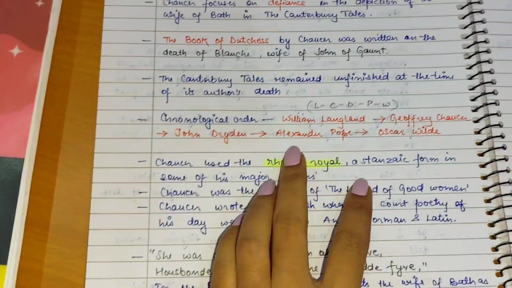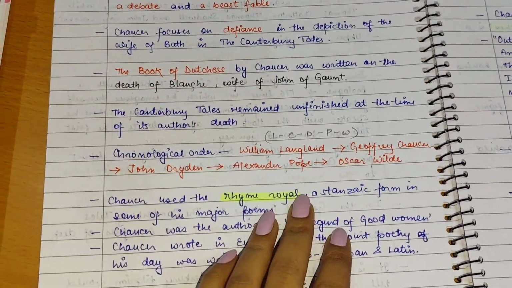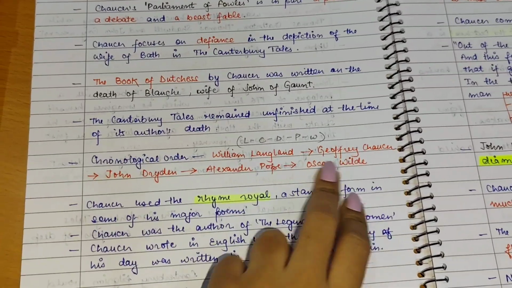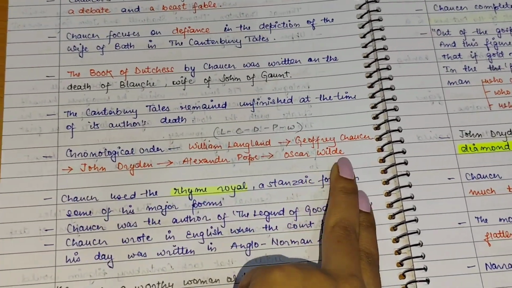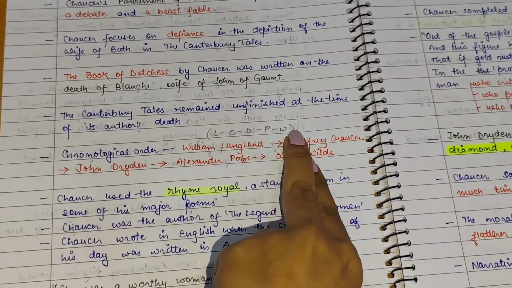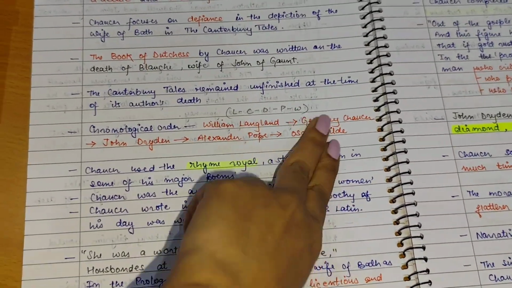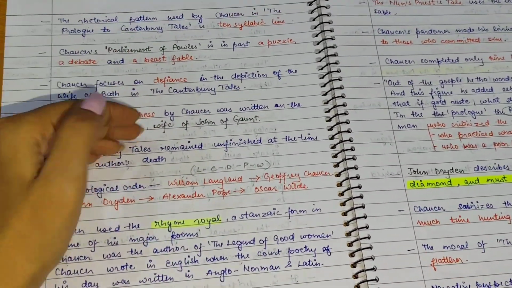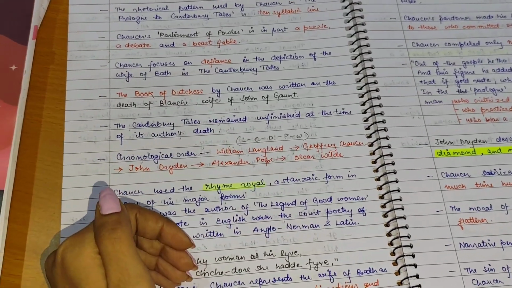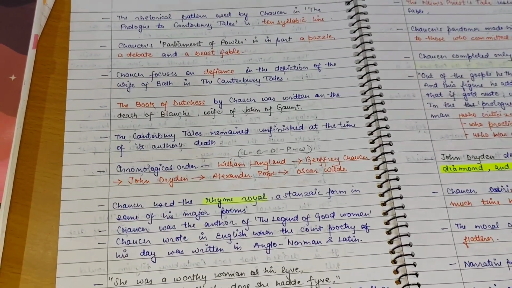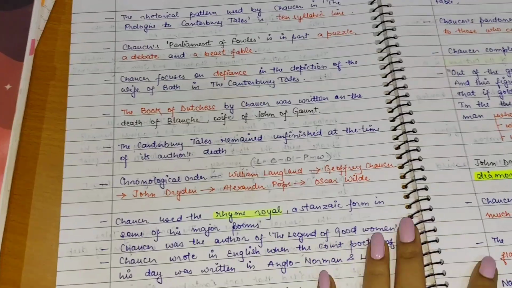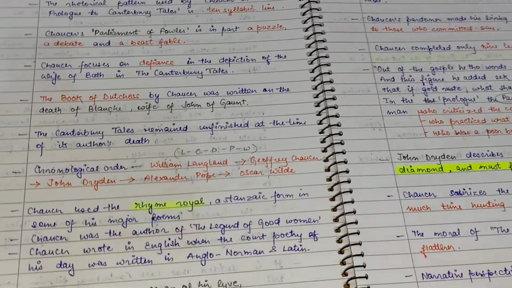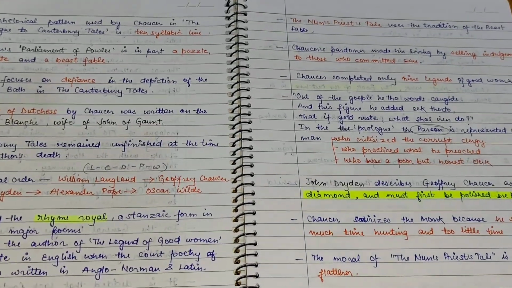Here you can see, a lot of people ask how to prepare chronological order. See, this is how I had prepared: William Langland, Geoffrey Chaucer, John Dryden, Alexander Pope, Oscar Wilde. This is how I've prepared. So for chronological order you can use this technique. For example, take the initial letter of the title of their work and just make up an imaginary word, and maybe you can write up a story. I've seen people write some sentences about that as well.